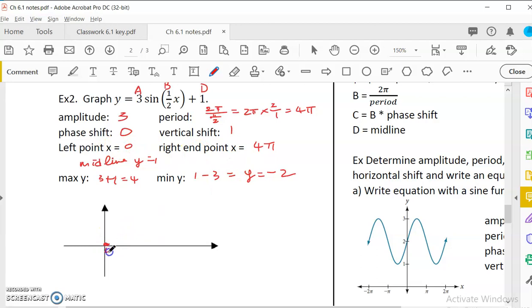So the way I would do it, I would look at the left and right first. So it's 0 to 4 pi. Get the 5 key points figured out first. So the middle is 2 pi. The quarter points are pi and 3 pi.